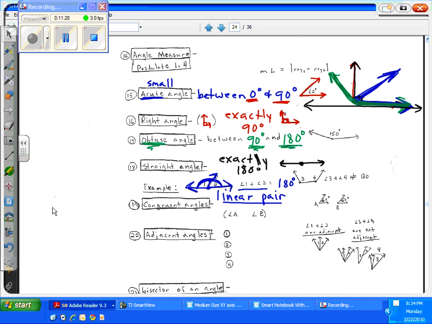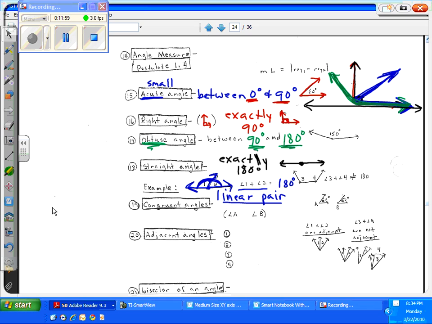So we've got acute, which is between 0 and 90, doesn't include either one. Right angle is exactly 90. An obtuse angle is between 90 and 180, does not include either one. A straight angle is exactly 180 degrees. A linear pair is a pair of adjacent angles whose external rays form a line, and we say that because of that, a linear pair is a pair of angles that add up to 180.